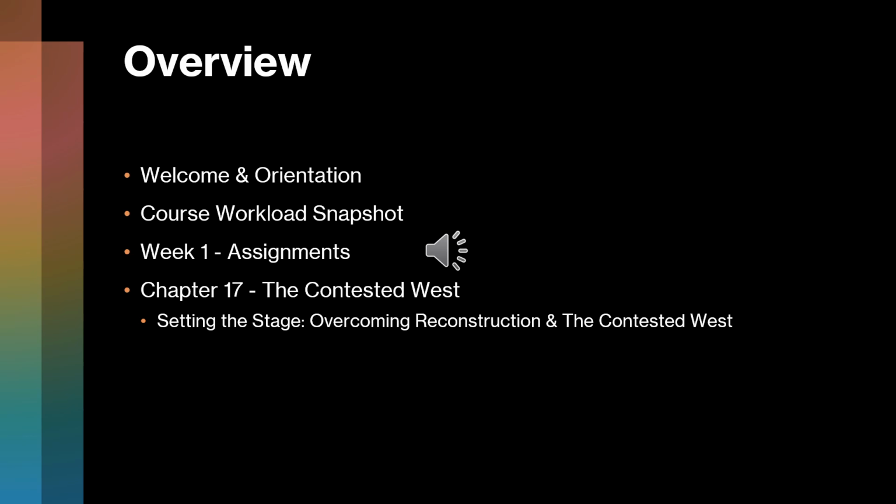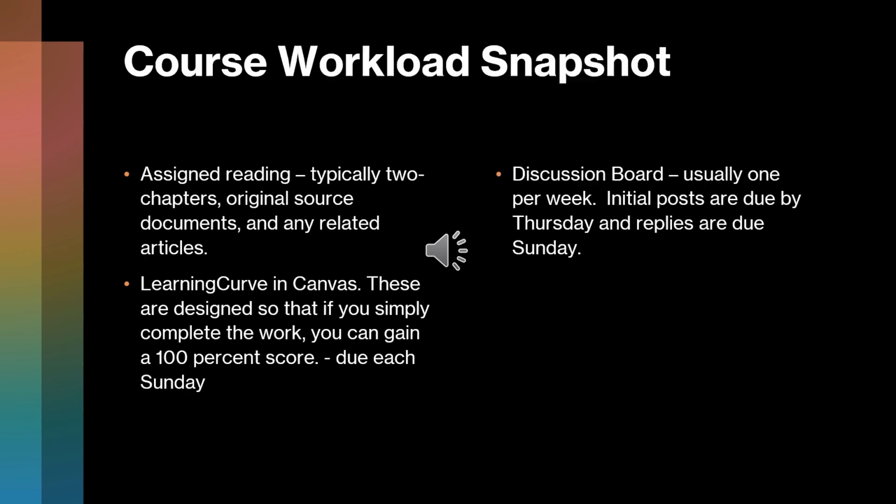Before we can get there, though, we're going to talk a little bit about how the course is set up in your weekly assignments for this week. For a typical week, you'll have 2 chapters to read out of the textbook, and that means you'll have 2 learning curve assignments associated with those. Those learning curve assignments are a self-paced quiz that you take online through Canvas. You can keep taking those learning curves over and over again until you get the score you want.